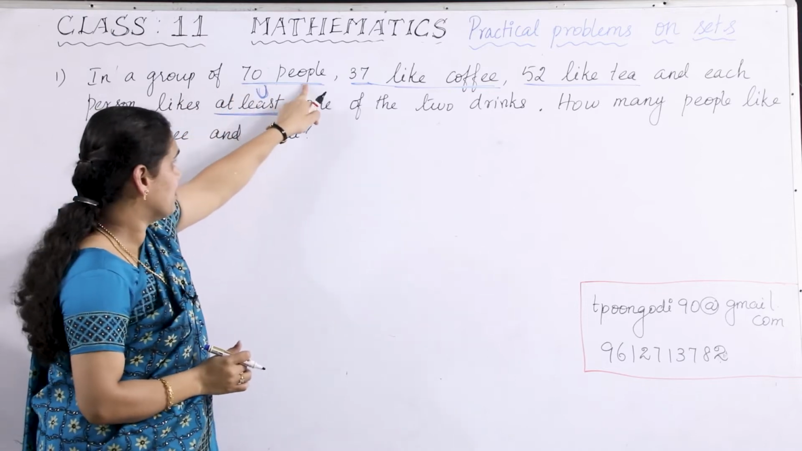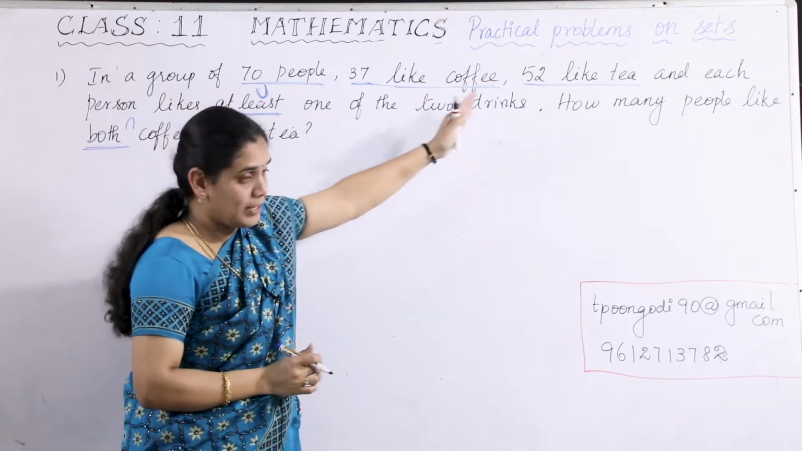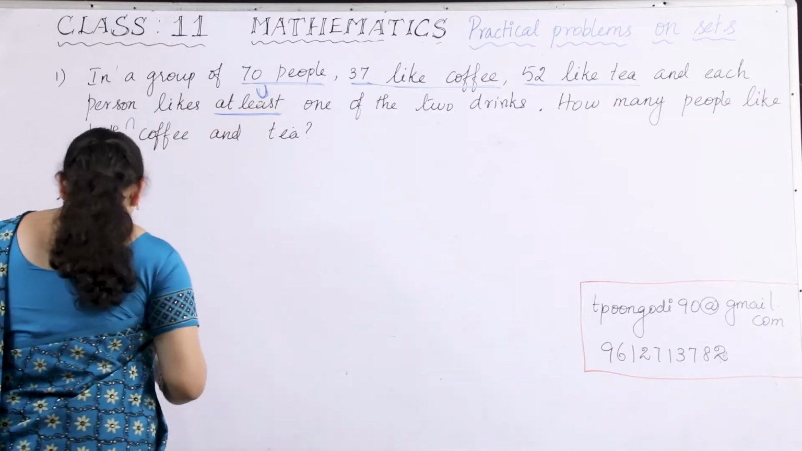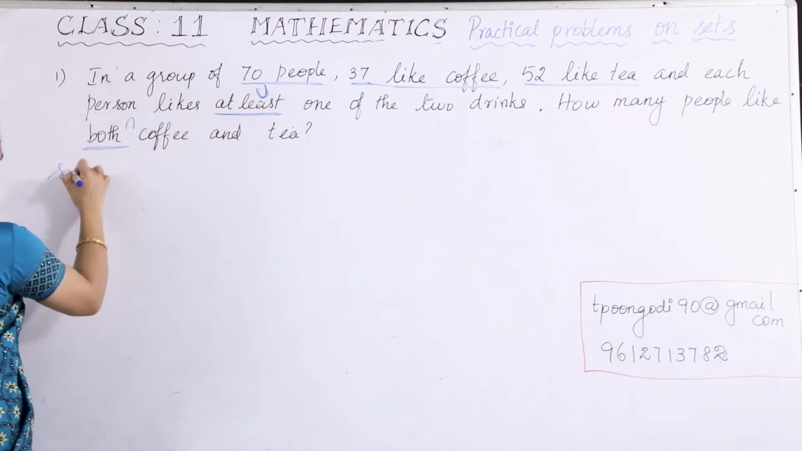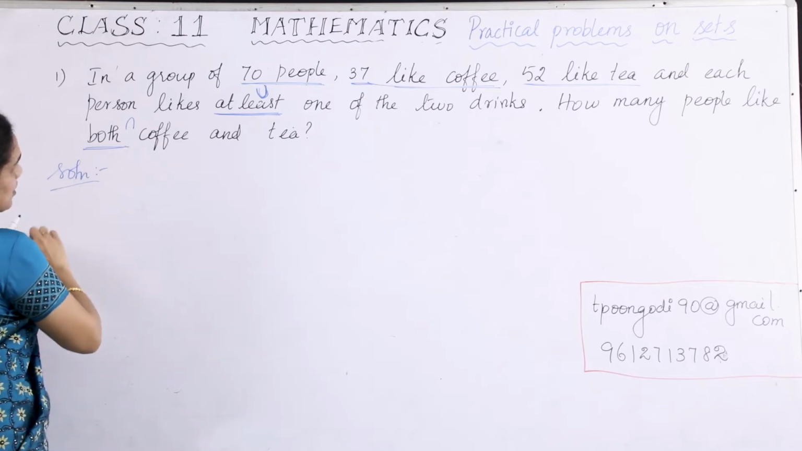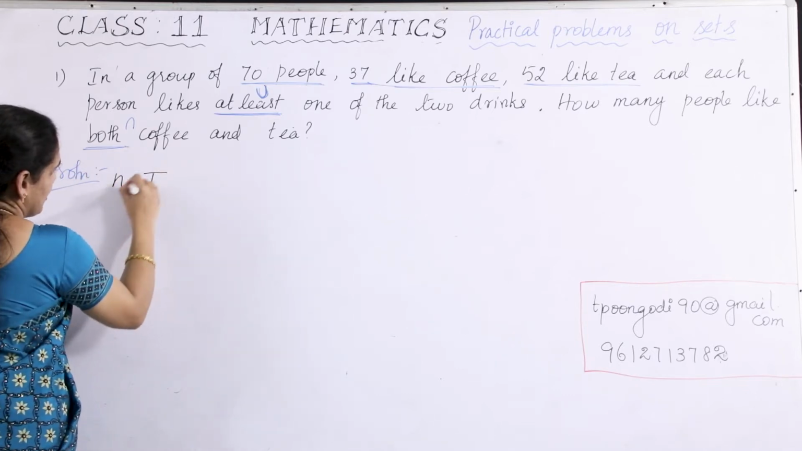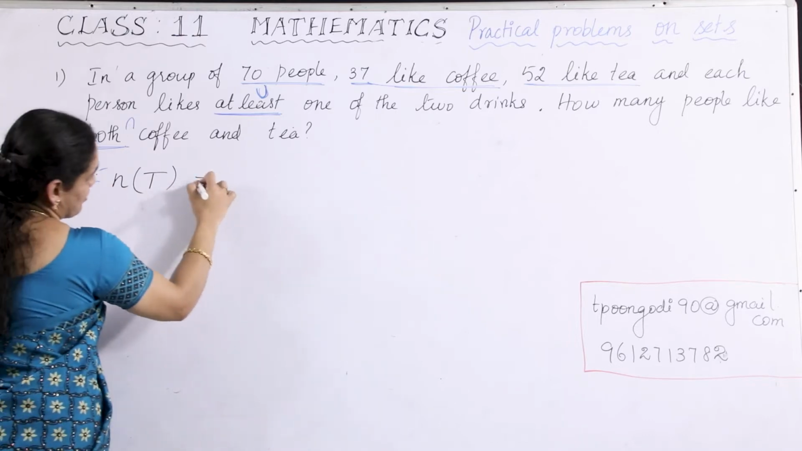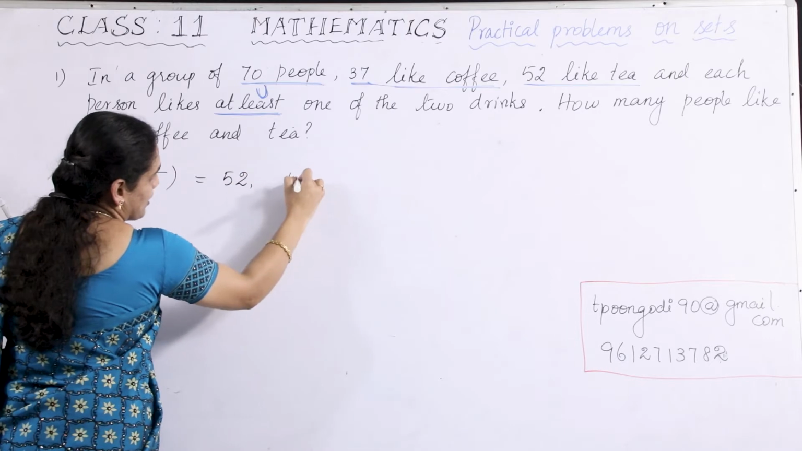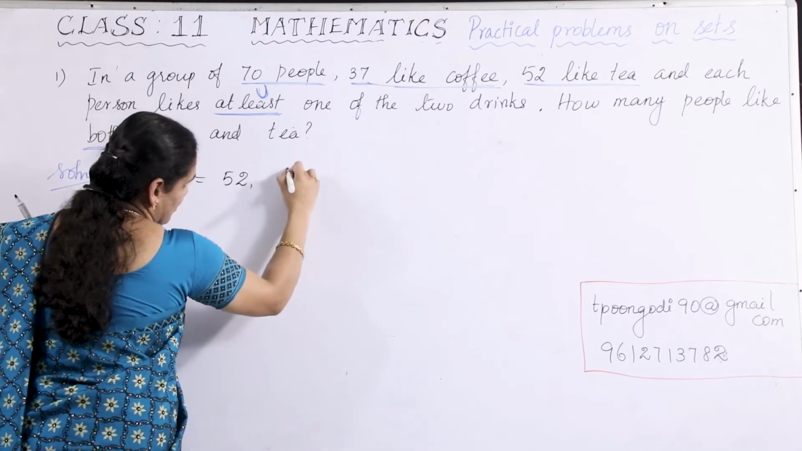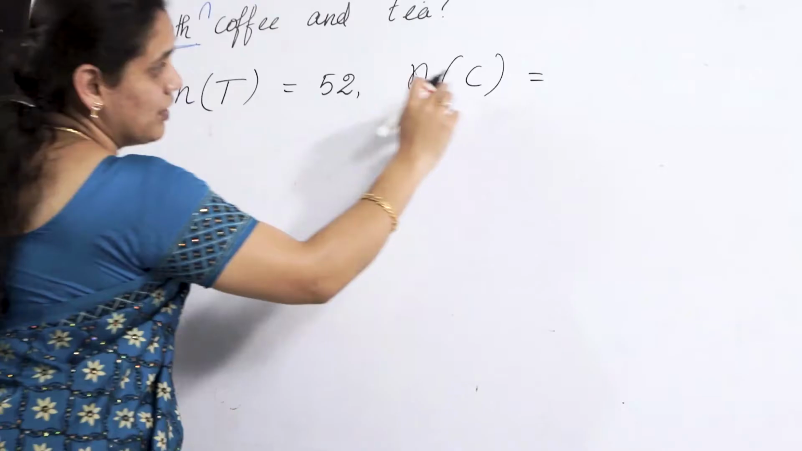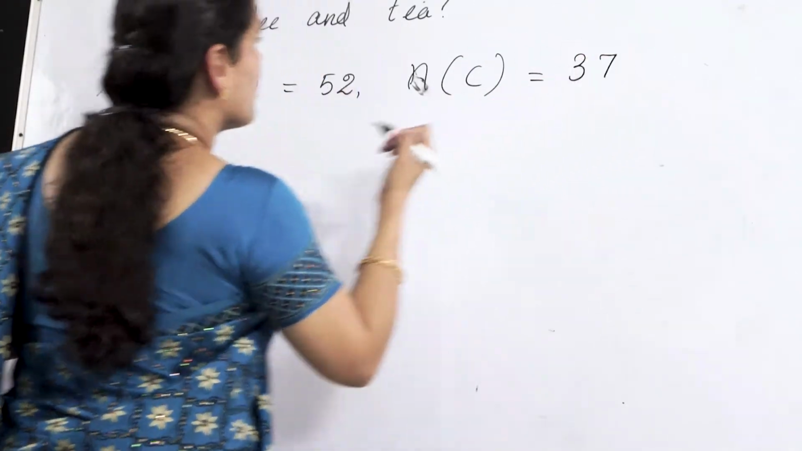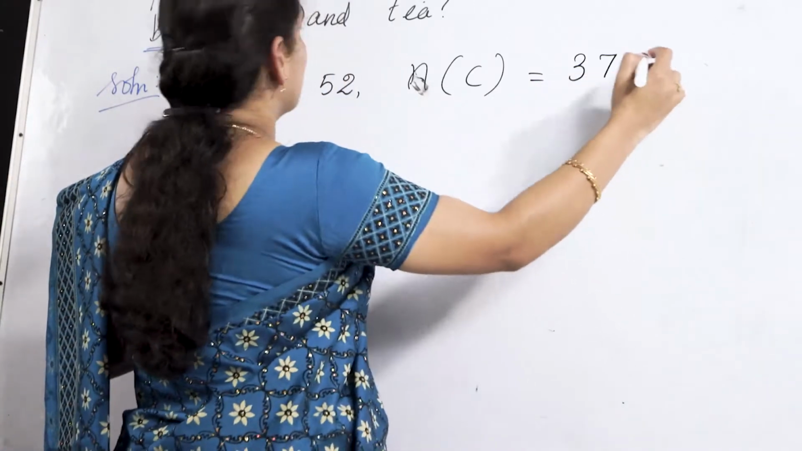There are 70 people. That is, the union of coffee and tea will give you 70. And you have to find out the intersection of these two sets. So let us assume n of t is the number of persons who like tea, that is 52, and n of c for coffee. So the number of persons who like coffee is 37, and also what is given?